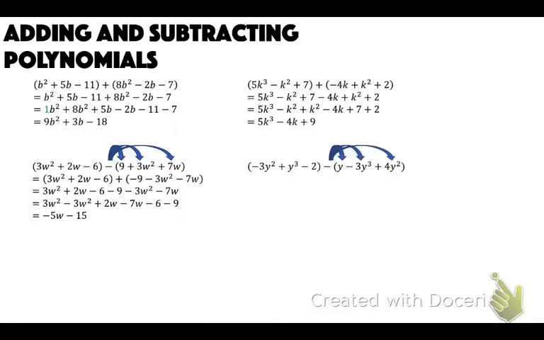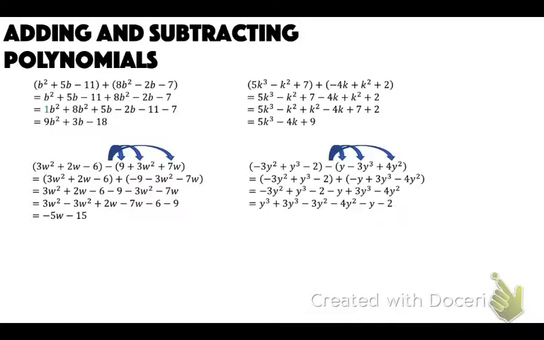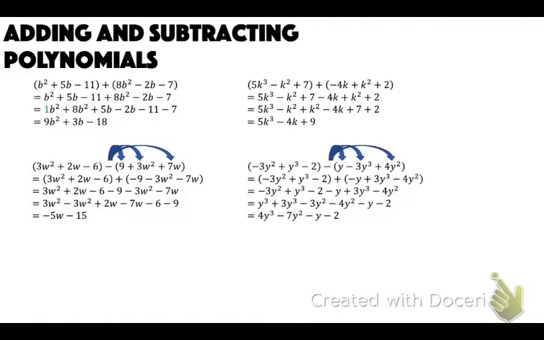This one, same thing, distribute that negative sign. So you get negative y plus 3y cubed minus 4y squared. Combine like terms, and we end up getting, sorry, I rewrote this a bunch of times. I wish I would have just combined them. But when you combine that, you get 4y cubed minus 7y squared minus y minus 2.